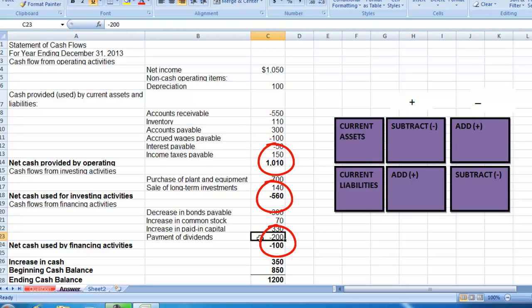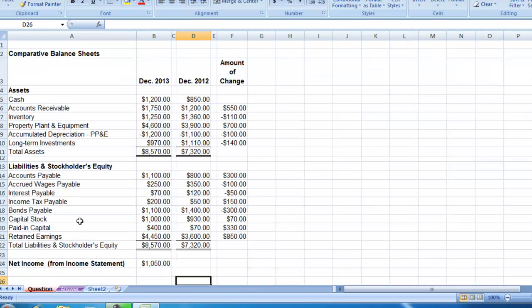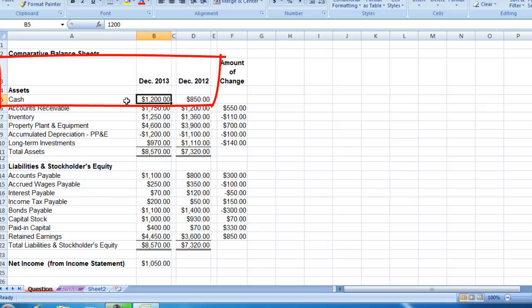The bold shown here is the change in cash for each section. We have a $350 increase in cash. One good way to think about this statement is that it takes the accrual accounting system back to the cash basis. The $350 is added to the $850, which is our beginning cash balance, to give us the $1,200 balance, which is our ending cash balance. This completes our statement of cash flows.